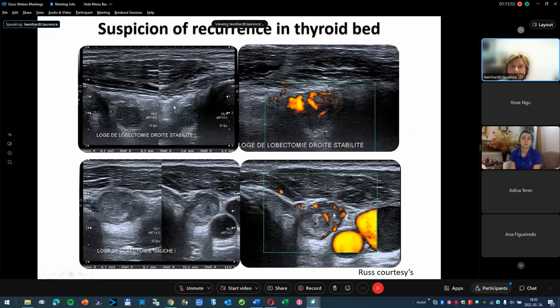Here you can see a recurrence in the thyroid bed. You can see here the right thyroid bed with this nodule that is hypoechoic. This one also has an anarchic vascularization. This one also, in the left thyroid bed, which is here, requires FNA.